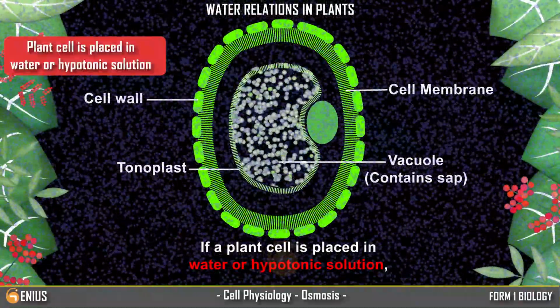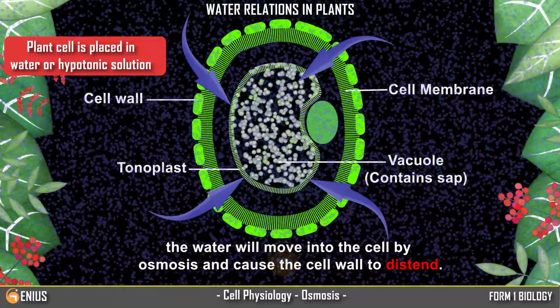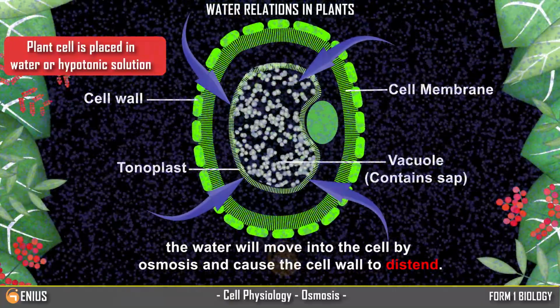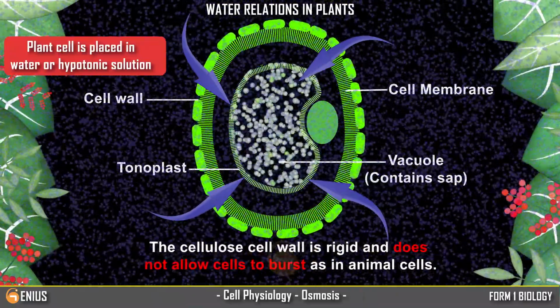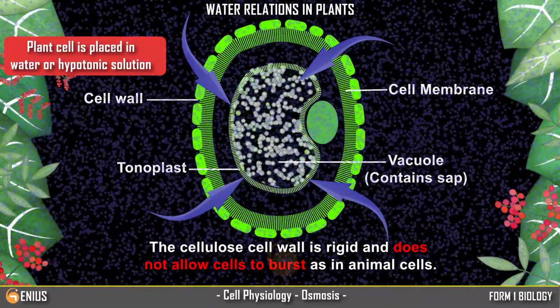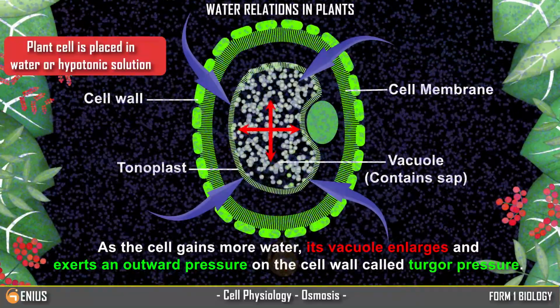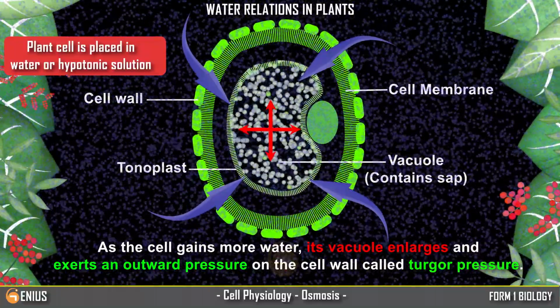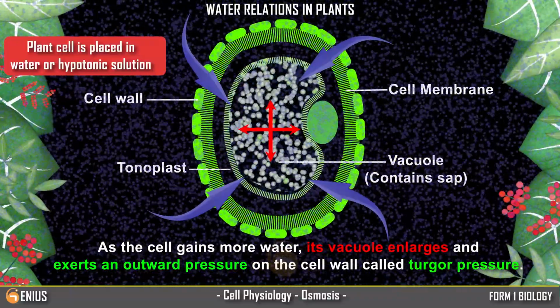If a plant cell is placed in water or hypotonic solution, the water will move into the cell by osmosis and cause the cell wall to distend. The cellulose cell wall is rigid and does not allow cells to burst as in animal cells. As the cell gains more water, its vacuole enlarges and exerts an outward pressure on the cell wall called turgor pressure.